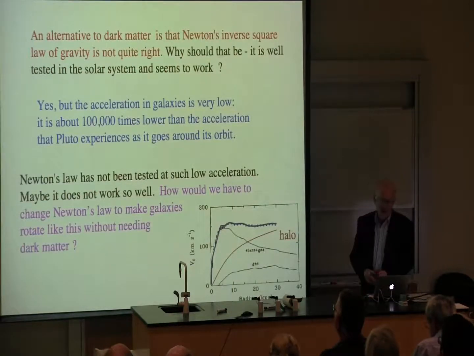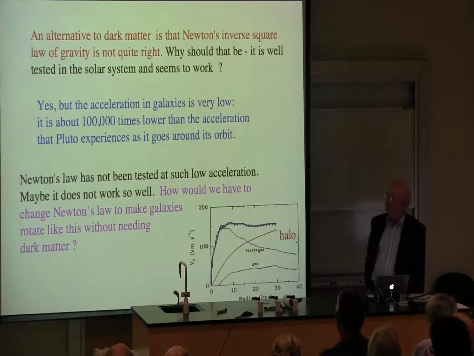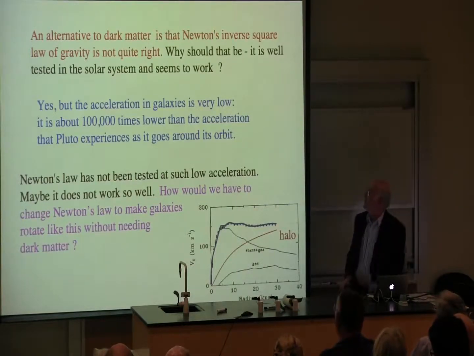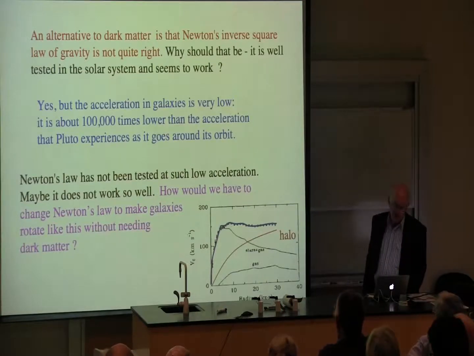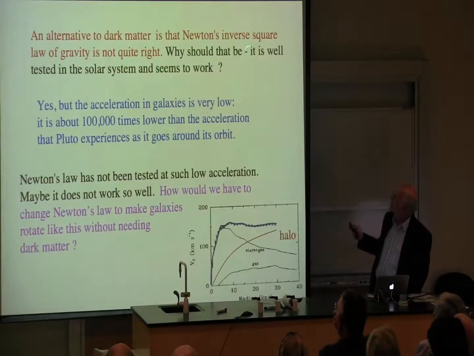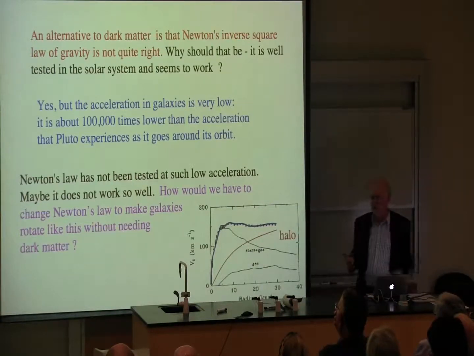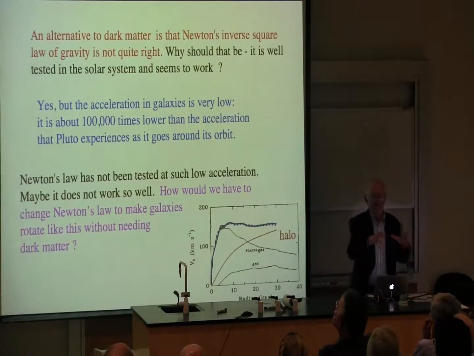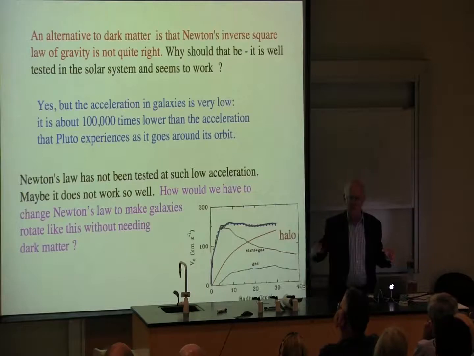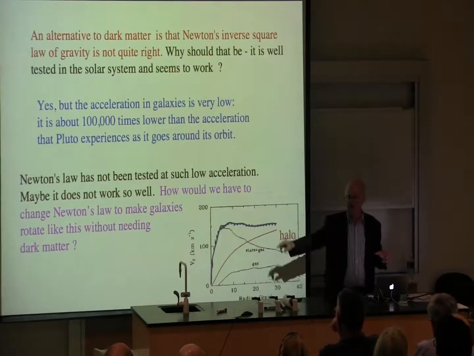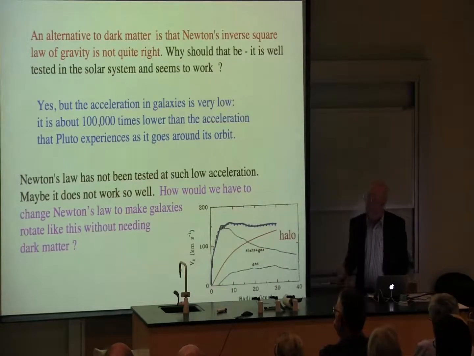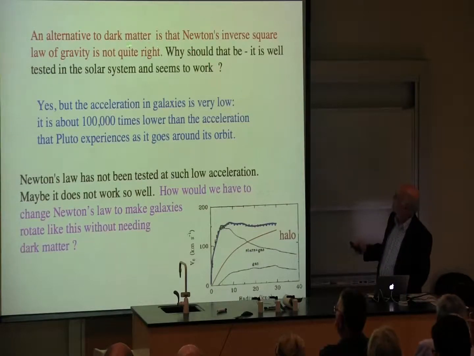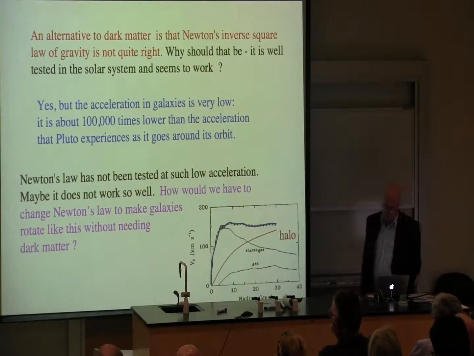Okay, so there is an alternative to dark matter that's been around now for about 30 years, and that alternative is called modified gravity. And the idea is very simple. It's just that Newton's inverse square law of gravity isn't quite right. Now, you know what Newton's inverse square law just means: as you go away from a gravitating object, the gravitational field drops, but it drops like the square of the distance that you're away from the object. Well, why should this be? Why shouldn't Newton's law work? It's well tested in the solar system, and it seems to work just fine.